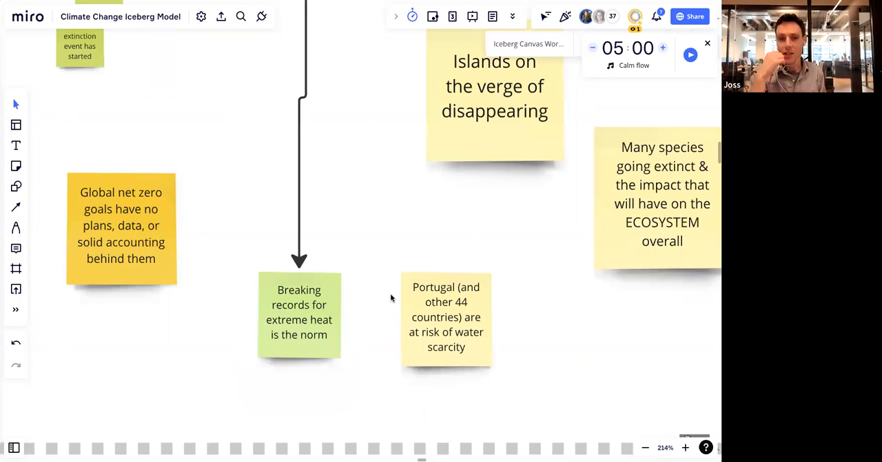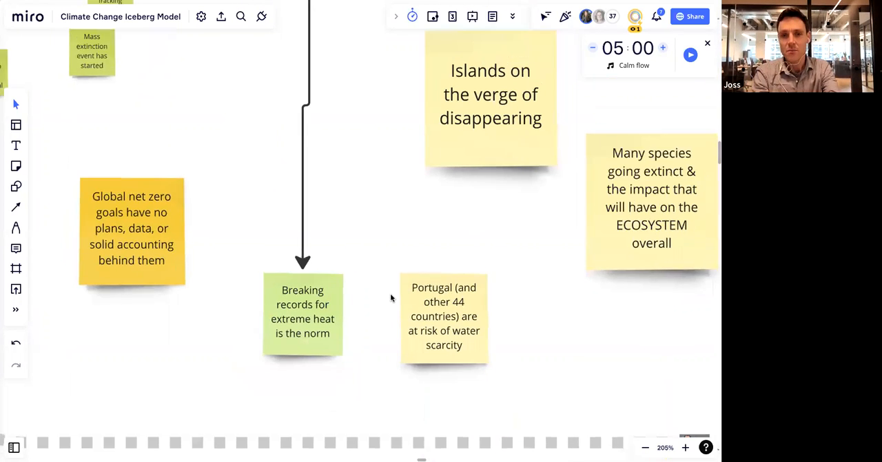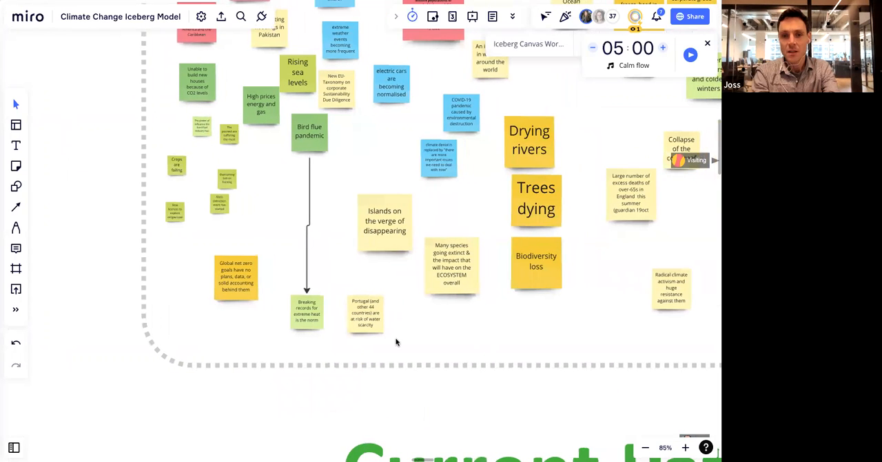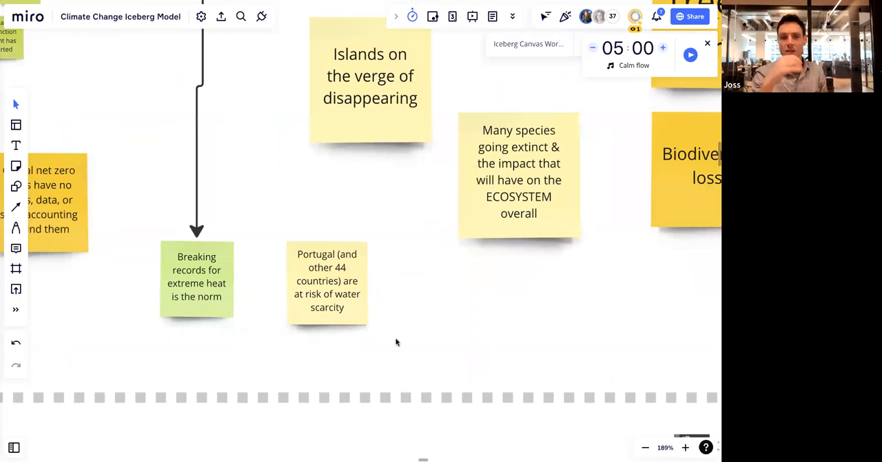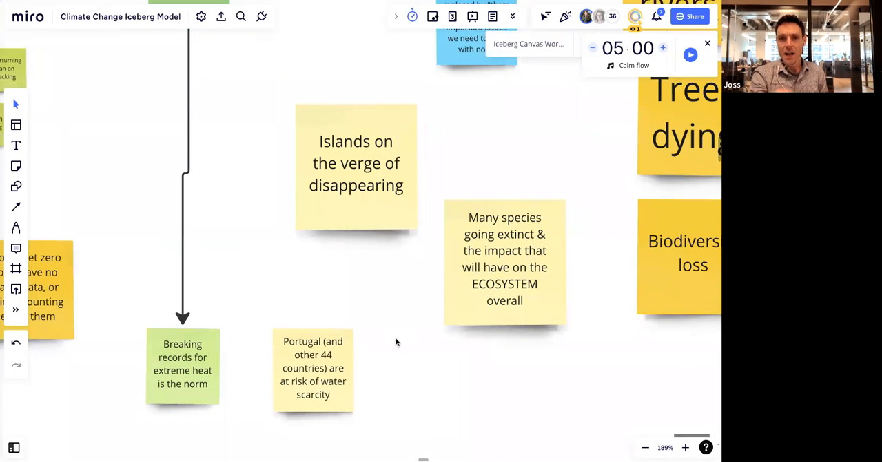Breaking records for extreme heat is the norm. Portugal and 44 other countries are at risk of water scarcity. Islands on the verge of disappearing. Now, this is painting the picture of a crisis, isn't it?